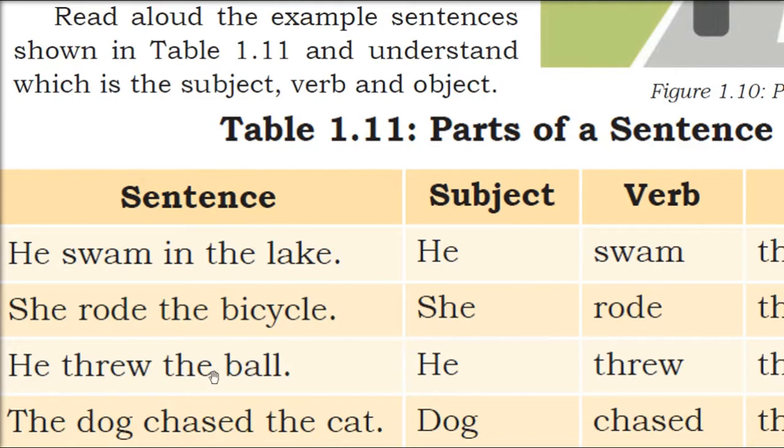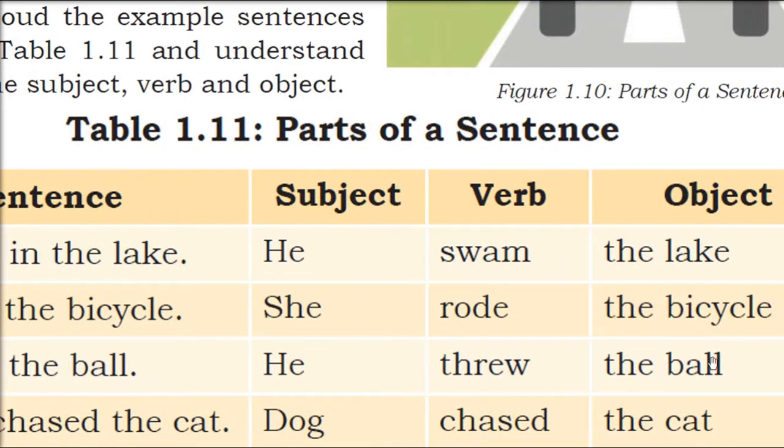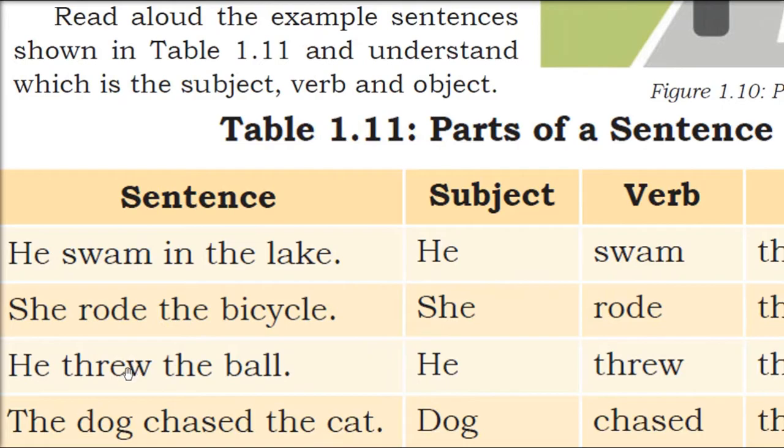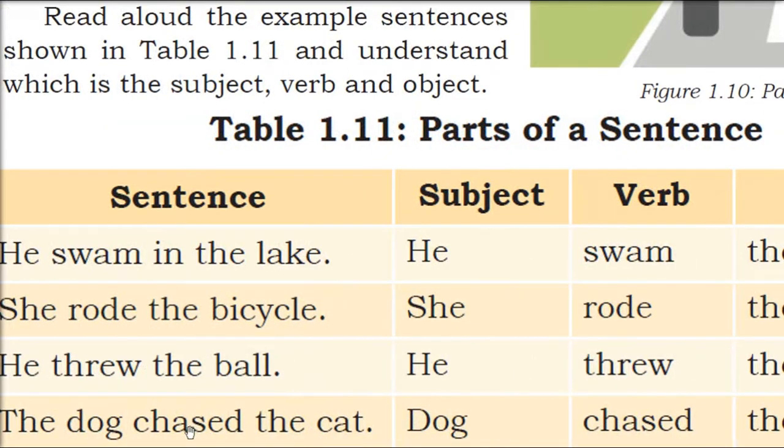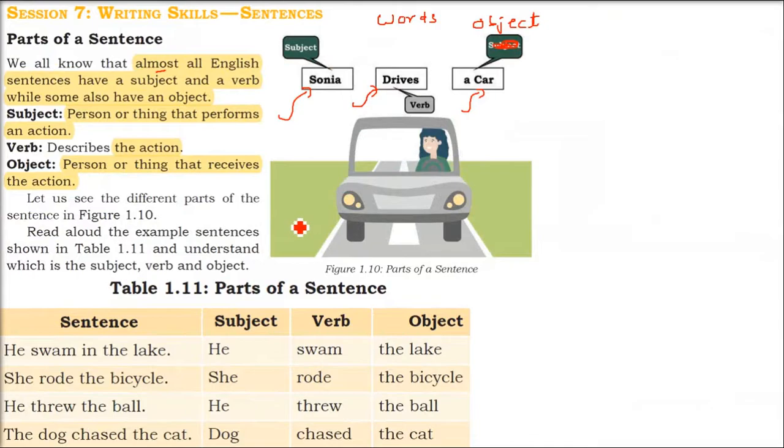He threw the ball. He is the subject. Ball is what is getting the work done, so it is the object. Threw, or throw, is a verb. The dog chased the cat. The dog is the subject. Who is chased? Cat is chased. So this is an object. And what is being done? Chasing is being done. So this is a verb. So these are the parts of a sentence: subject, verb, object.